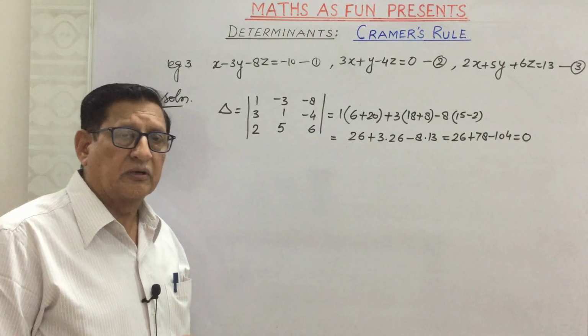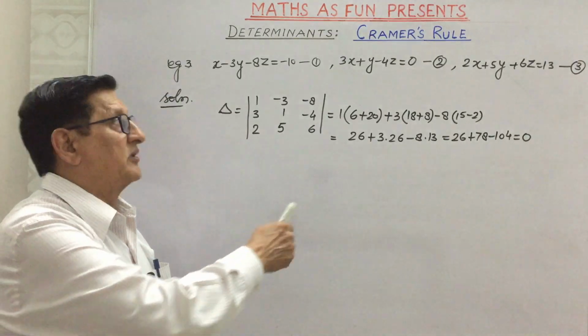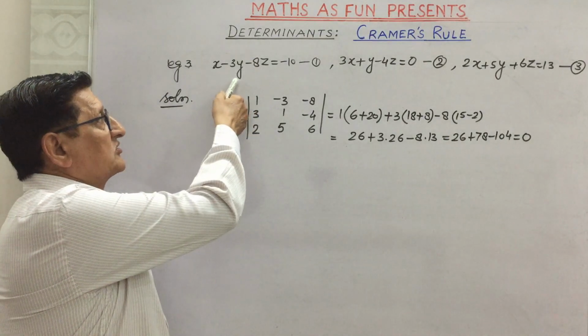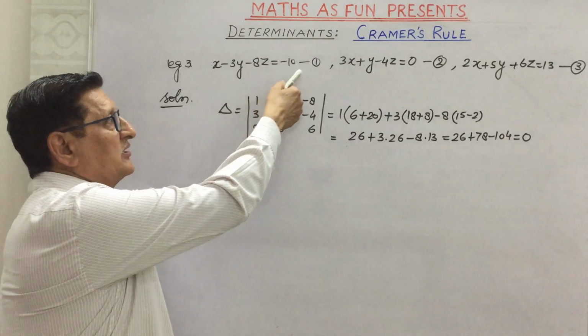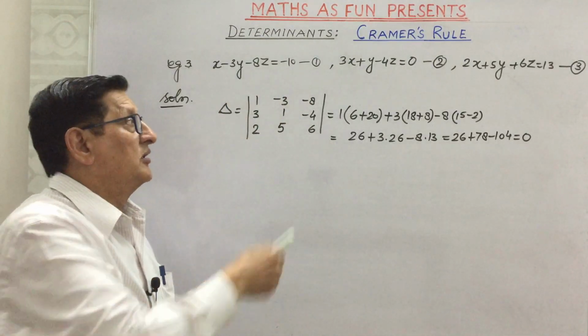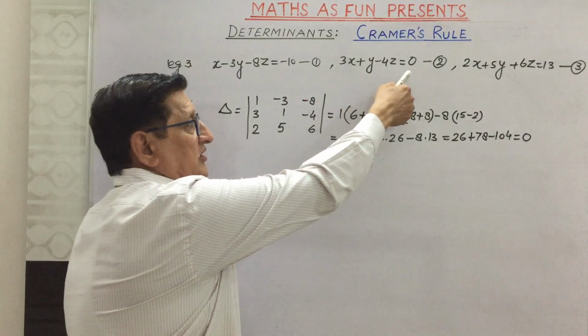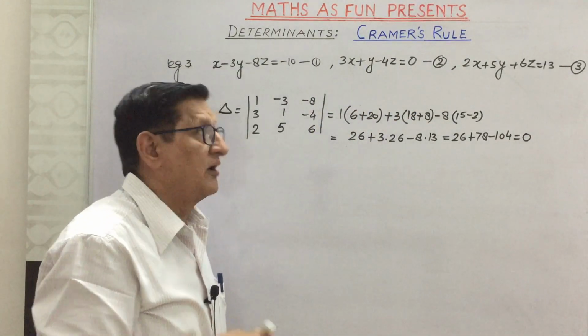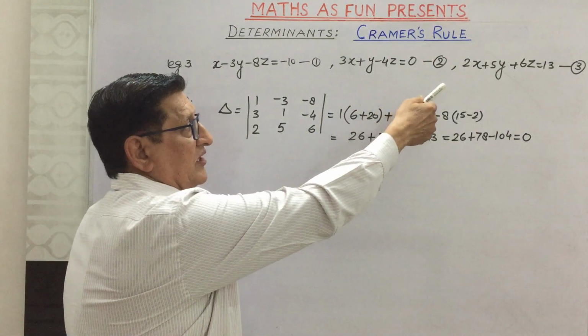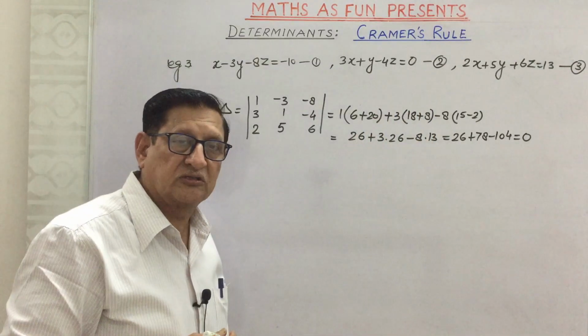The next example of 3 variables is x minus 3y minus 8z equal to minus 10 is the first equation. 3x plus y minus 4z equal to 0 is the second equation. And 2x plus 5y plus 6z equal to 13 is the third equation.